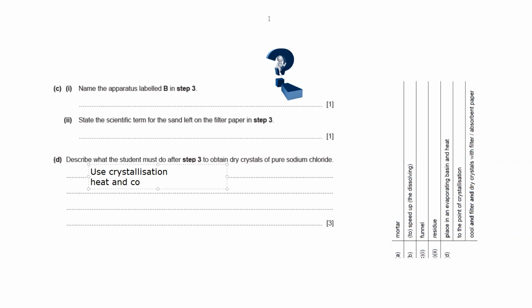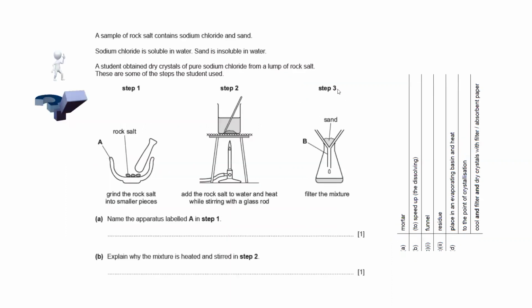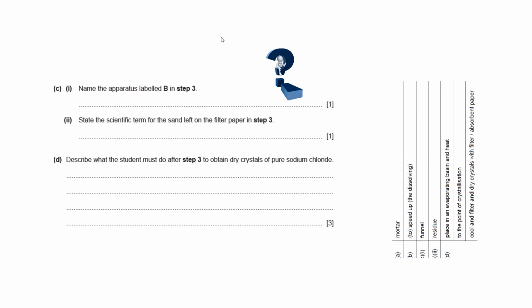In the question, they're asking what you will do in step 3 to obtain a salt. So we want to obtain a salt from this salt solution. If we want to obtain a salt from a salt solution, we use crystallization. So you have to mention the points of crystallization. We will use crystallization. We will heat and concentrate the solution.